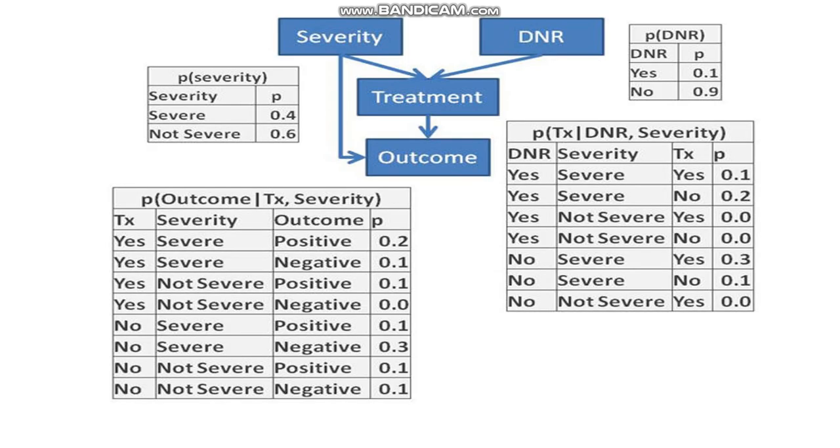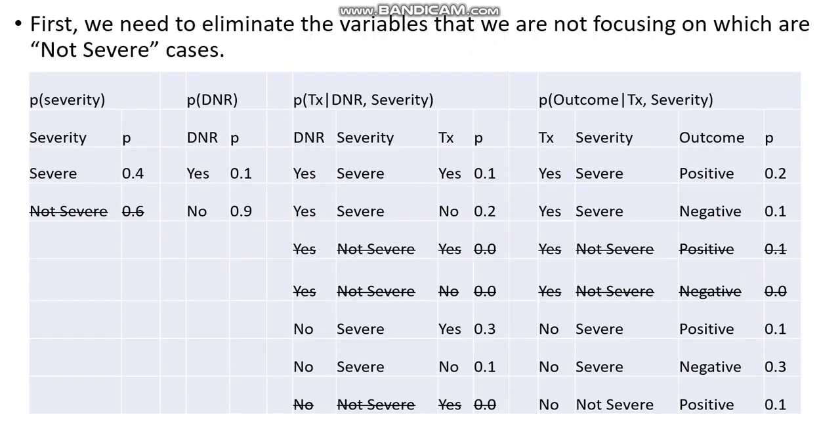The figure explains the data. As we can see, the diagram gives the probability of severity, DNR, treatment, and the outcome table. As mentioned in the question, the first step is to eliminate the cases which are not severe from all the tables.